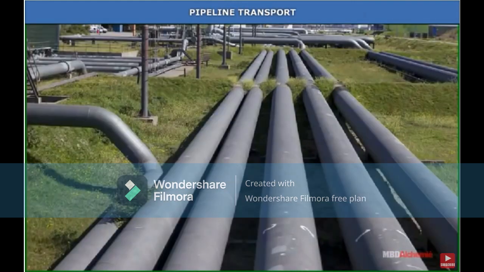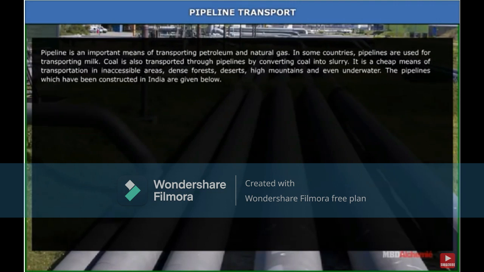Pipeline transport. Pipeline is an important means of transporting petroleum and natural gas. In some countries, pipelines are used for transporting milk. Coal is also transported through pipelines by converting coal into slurry. It is a cheap means of transportation in inaccessible areas, dense forests, deserts, high mountains, and even underwater.